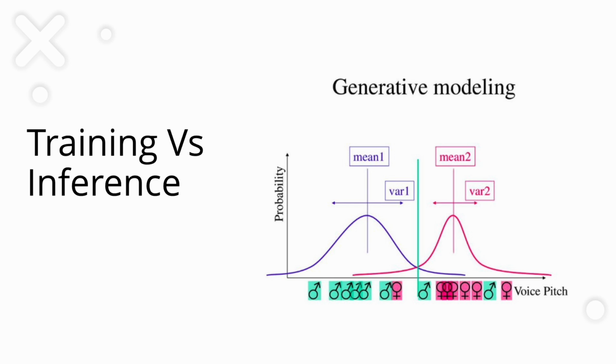With that being said, if I have a new test data, a new pitch sample, and it falls over here, I can always say that there is a higher probability that this pitch belongs to a man than a woman, right? Because there is a higher probability assigned to a man at this level than a woman.